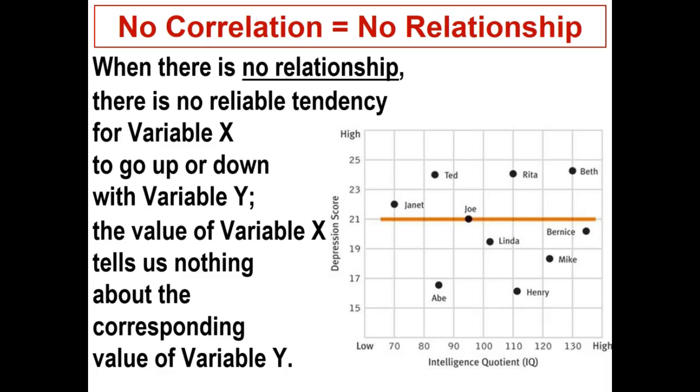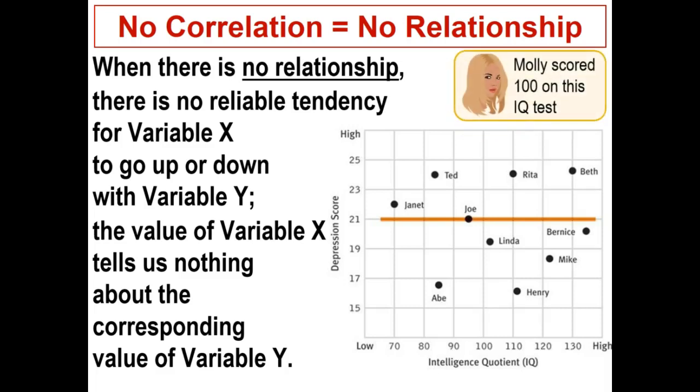For example, there's no reliable pattern to the scores of depression and intelligence. If all I know about Molly is that she has an IQ of 100, I cannot use the data from my sample of participants to try to predict Molly's score on depression, because there is no reliable pattern. She might score very low on a depression scale, or she might score very high, or anywhere in between. Her IQ score does not help us make a prediction.